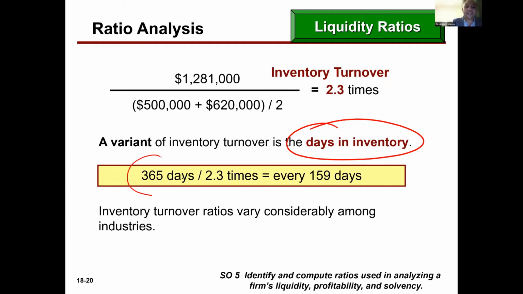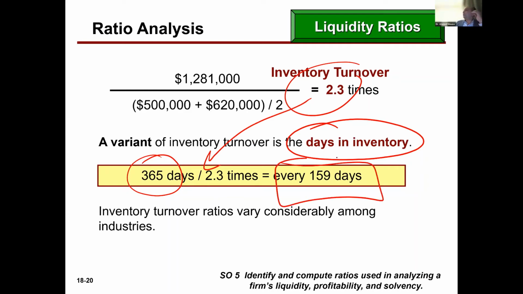You divide 365 days by the inventory turnover, and it gives me 159 days. 159 means what? How many months? 5 months or 6 months? Maybe. 5 months and almost half. Yes.